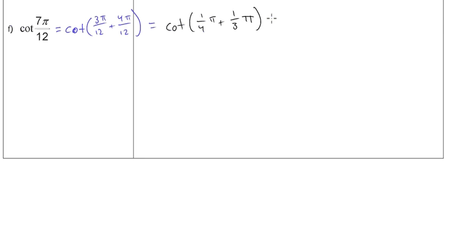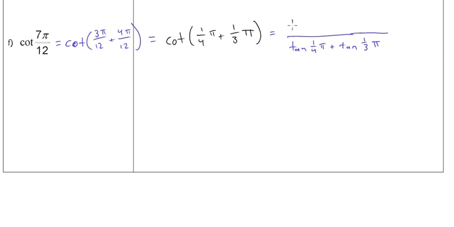All right, and so that's going to be the tangent of alpha, so tangent of 1/4 pi, plus the tangent of beta, so 1/3 pi. That'll all be in our denominator this time around. In our numerator, we're going to have 1 minus tangent of alpha, so tangent of 1/4 pi, times tangent of beta, so tangent of 1/3 pi.